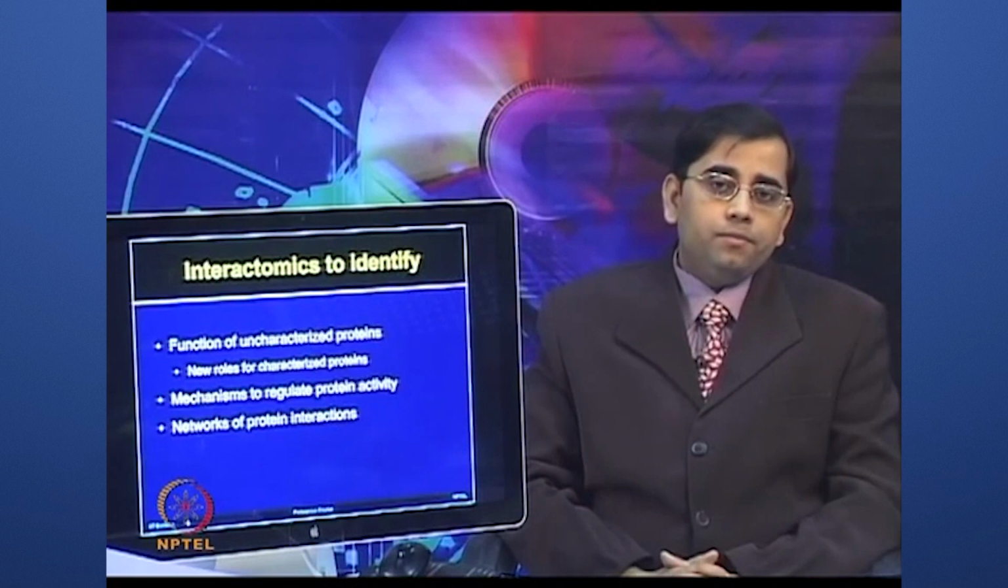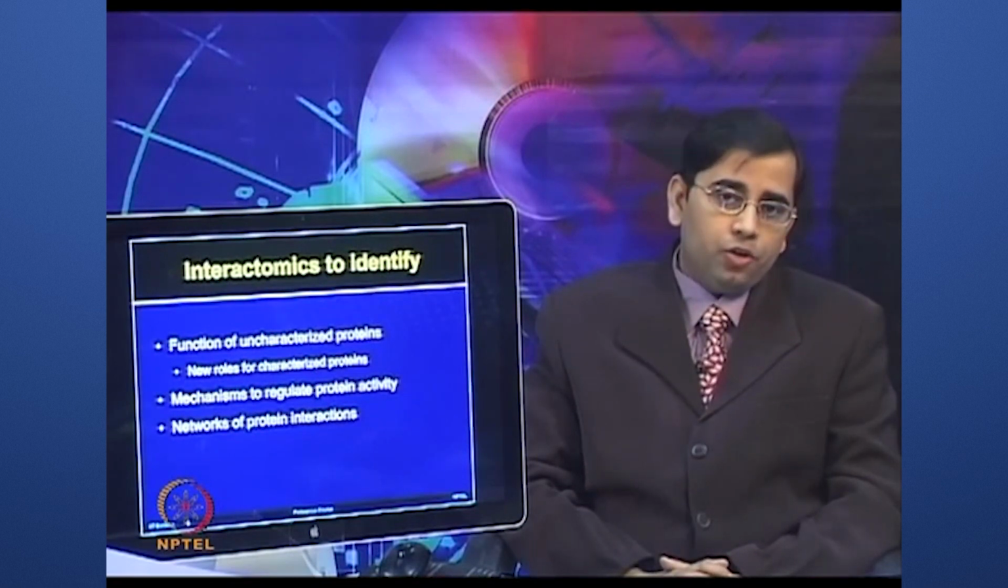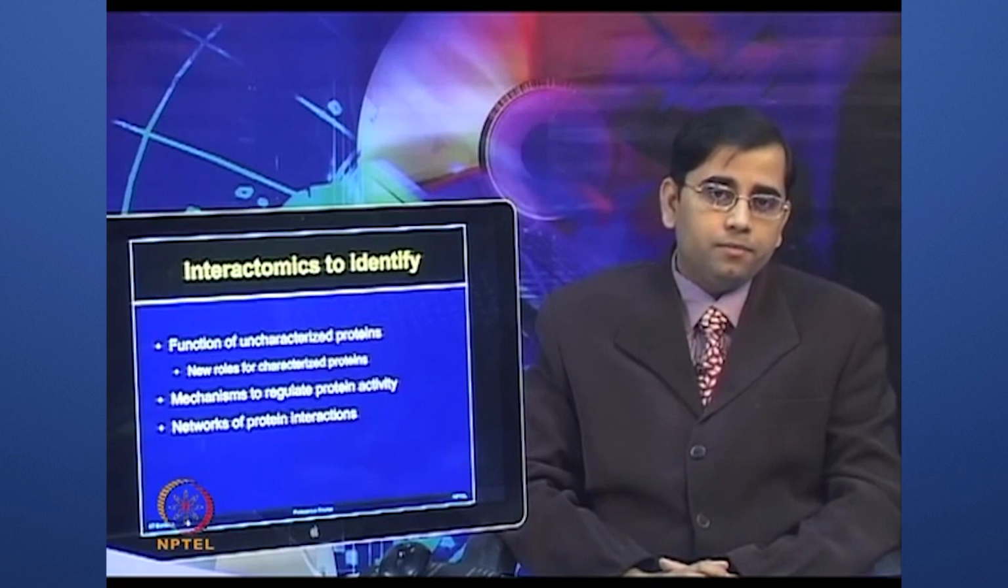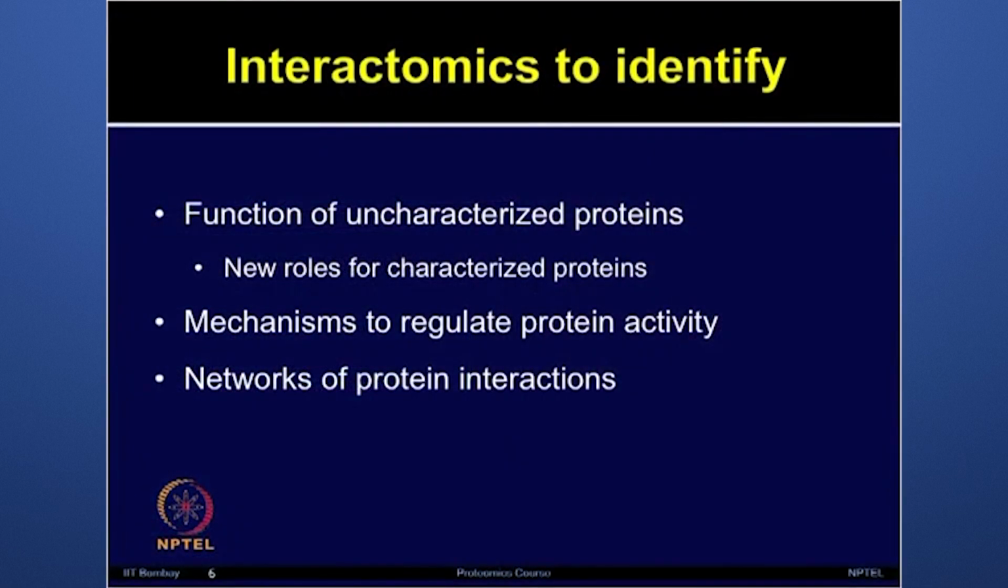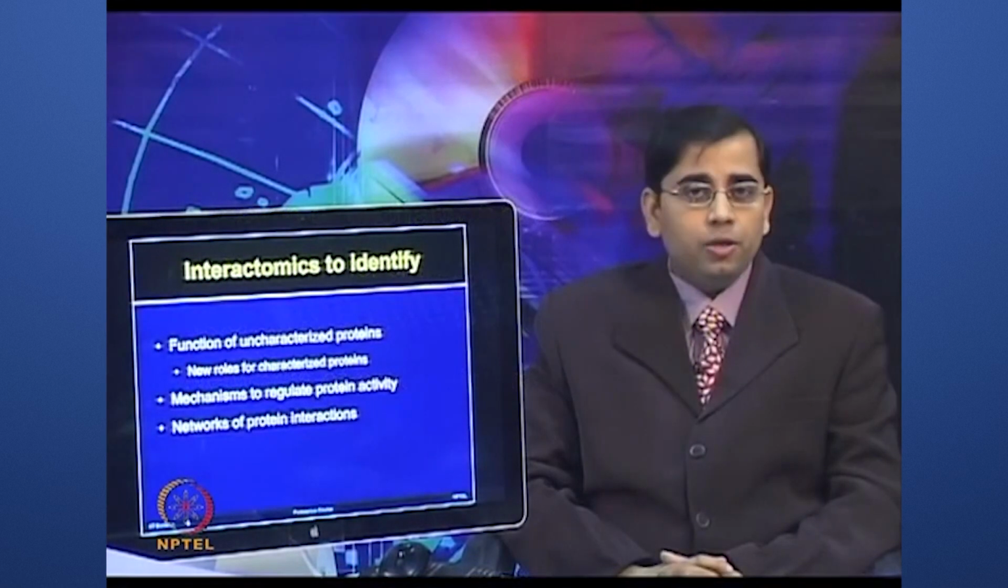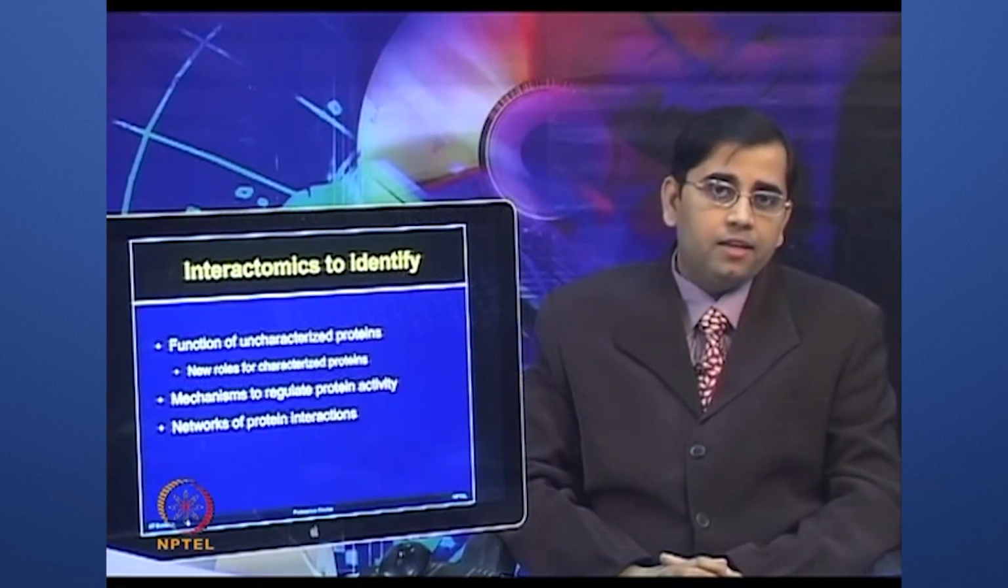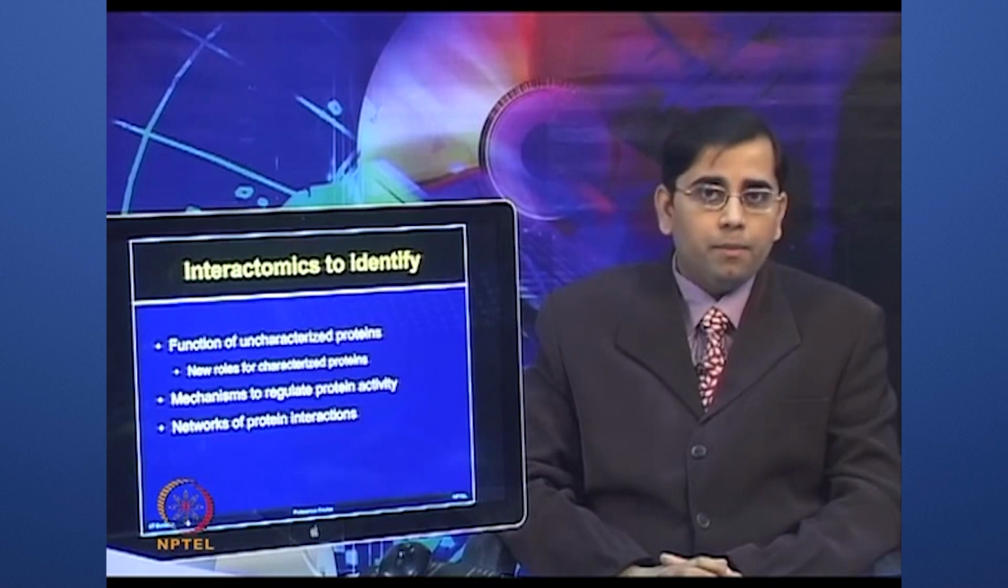So, interactomics aims to characterize the function of uncharacterized proteins, so that one can assign a new role to various proteins. The mechanism to regulate the protein activity can also be understood by studying the interactions. A network of protein interactions provides very valuable information for biological processes such as signal transductions and different types of pathways in which these proteins could be involved.